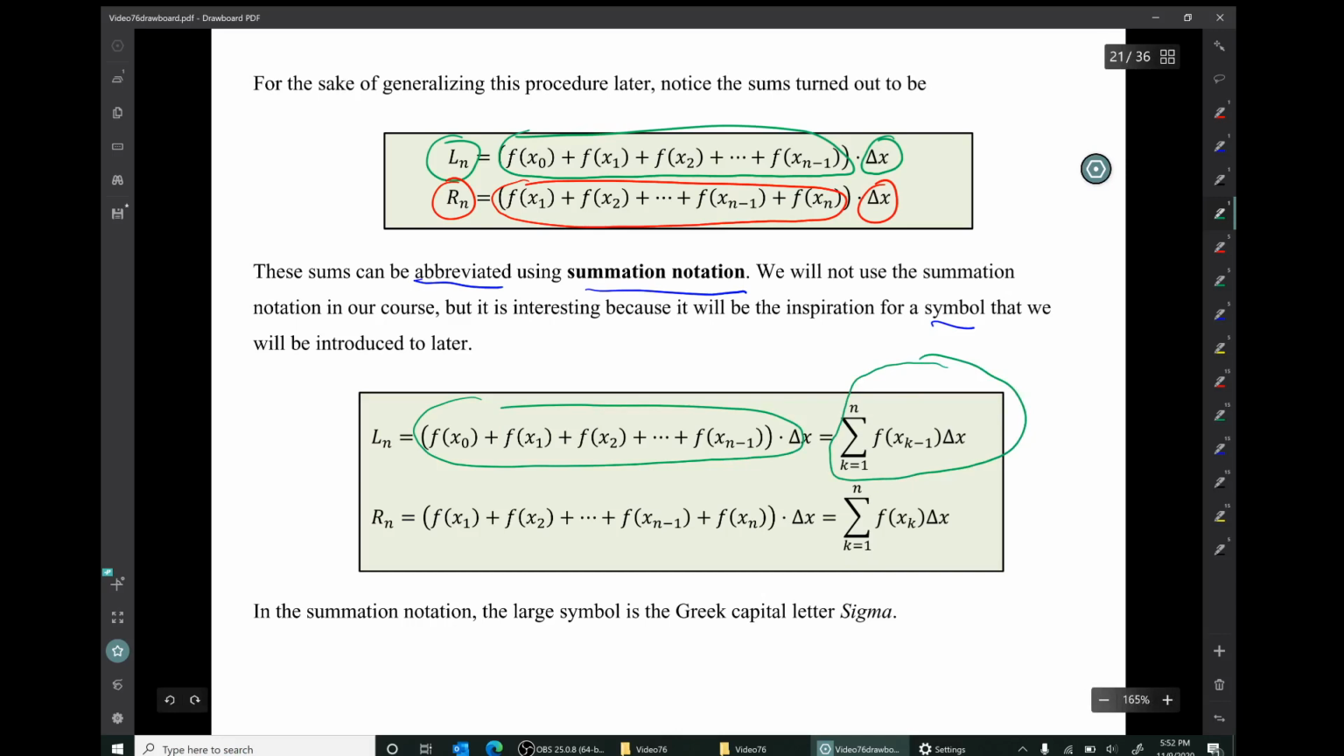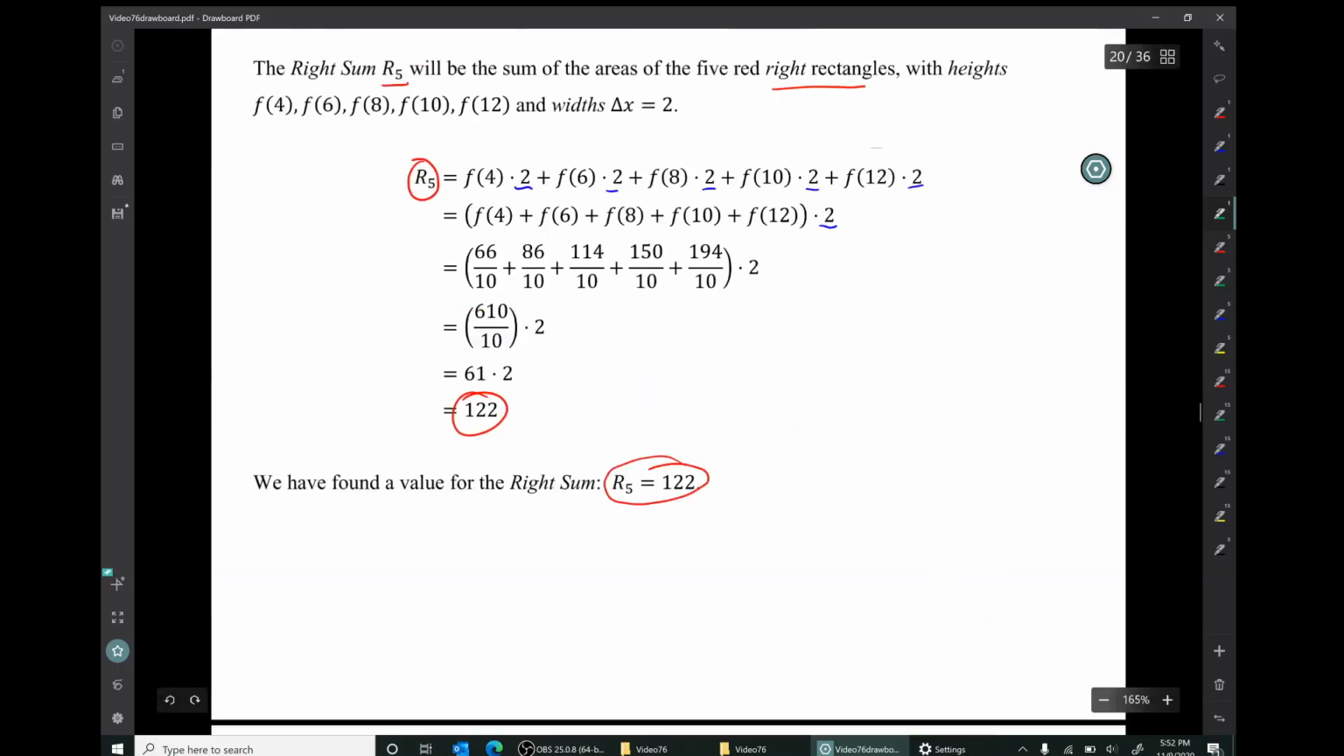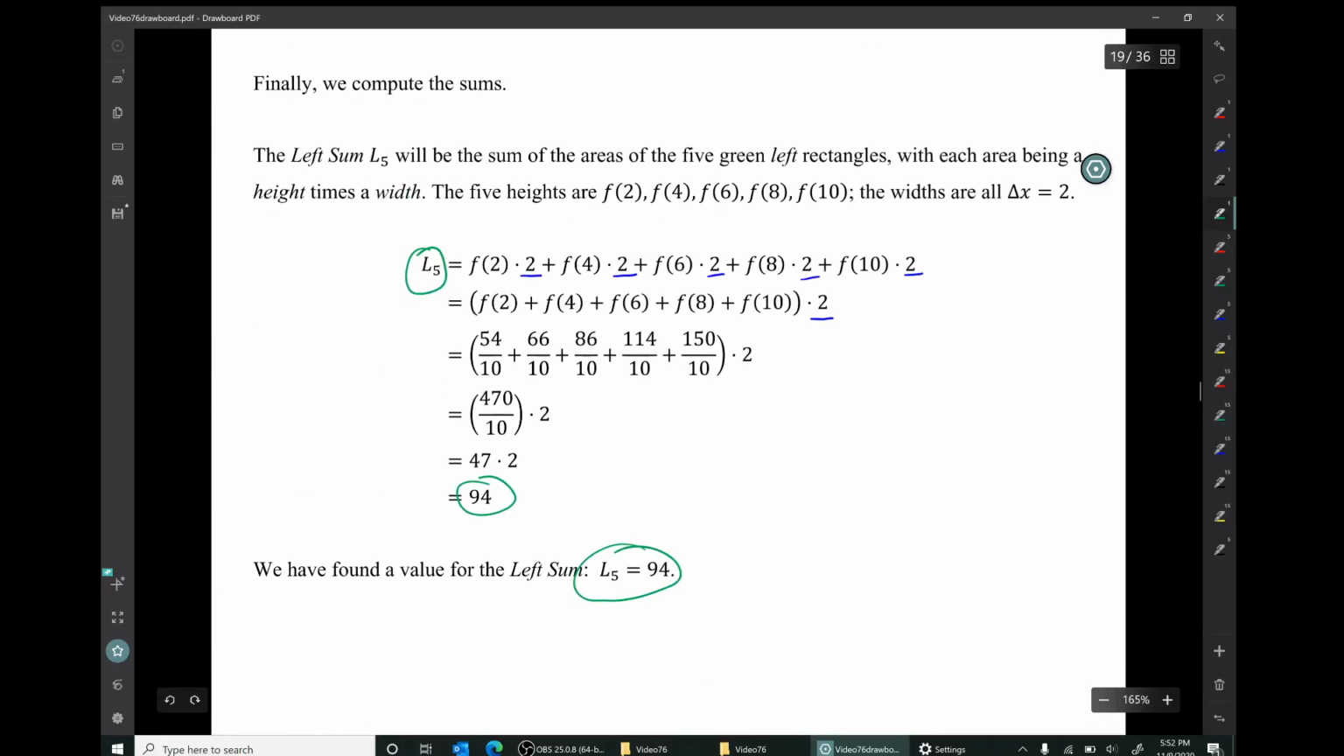Remember what this symbol means. It means add up a bunch of terms that look like this. Each of those terms is a height times a width. That's what we did in the very beginning before we simplified. Remember, in computing L5, we did that term, height times the width, plus that term, height times the width, all the way up to this term, height times the width.